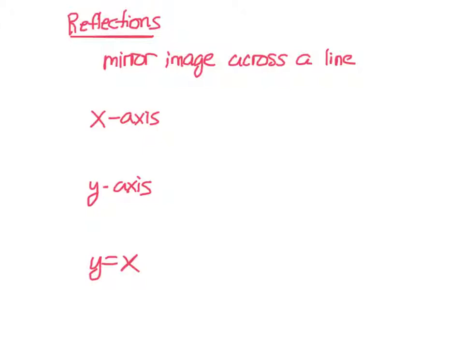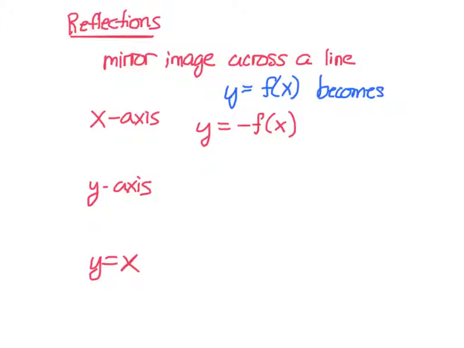Remember, we'll start with y equals f of x for all of these, and then we'll take a look at what y equals f of x becomes for each scenario. So, for a reflection in the x-axis, this equation or this function will become y equals negative f of x. Notice that the negative is on the outside of the function. So I'm essentially taking the entire function, whatever it is, and I'm putting it in parentheses, and then on the outside I'm putting a negative sign.